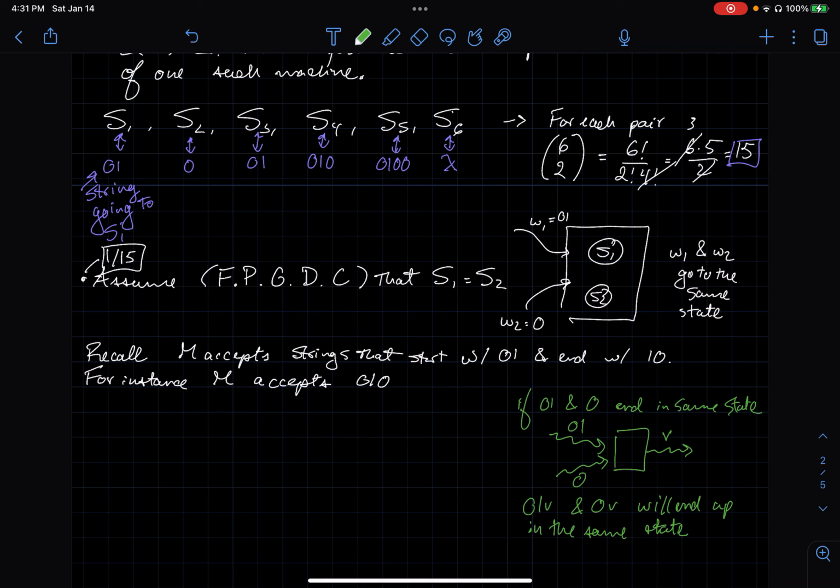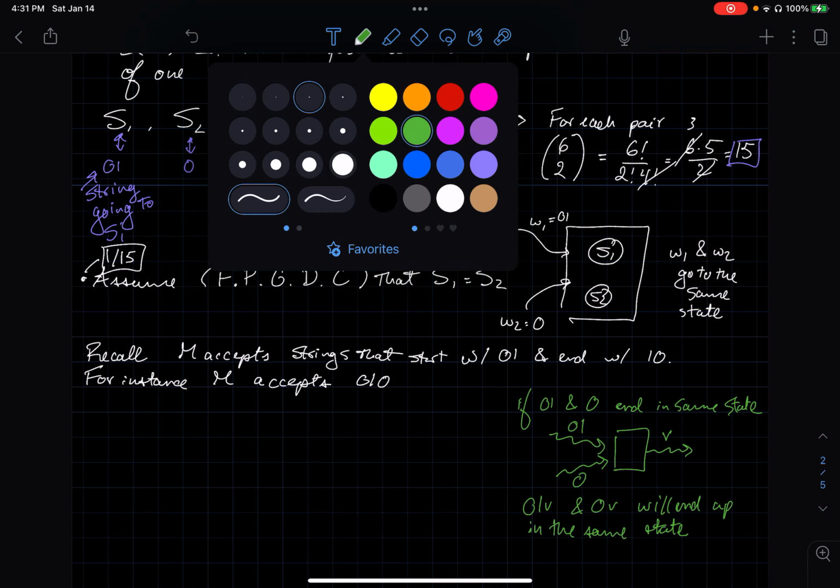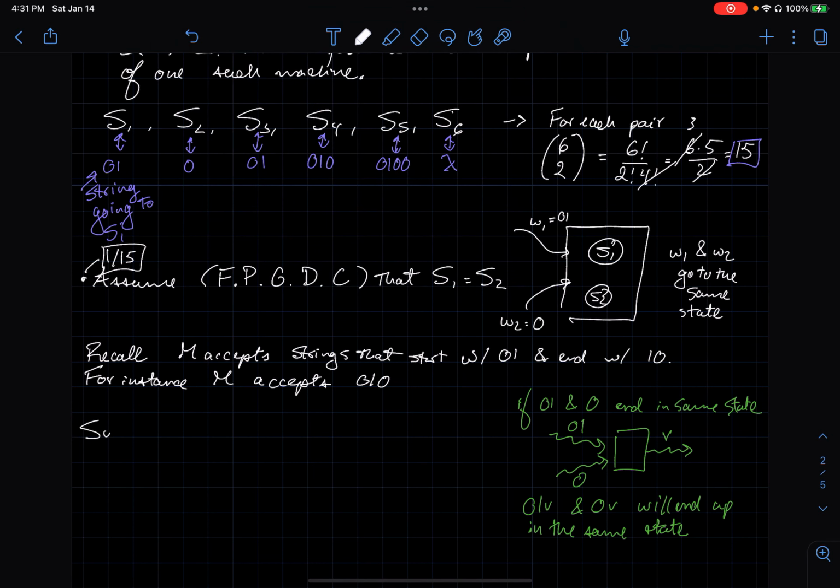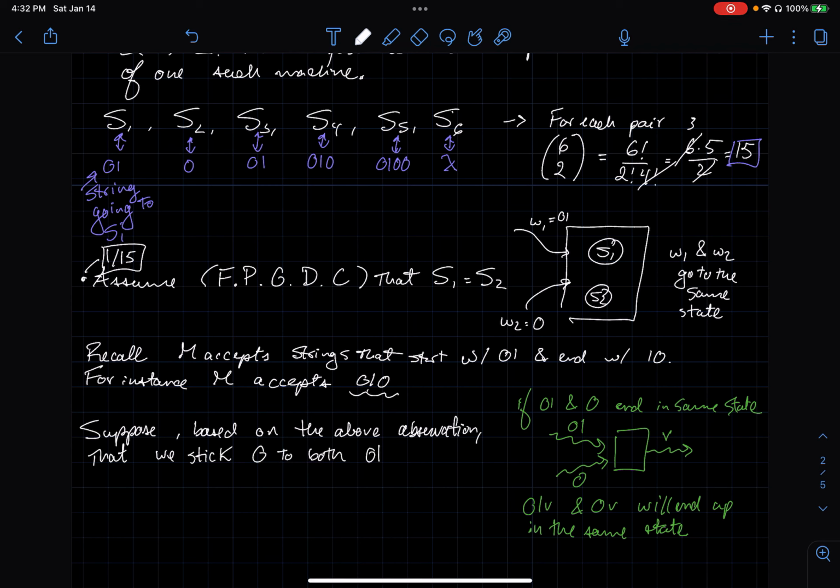Okay, but now, based on the above observation, suppose that we stick 0 to both 0, 1 and 0, right?